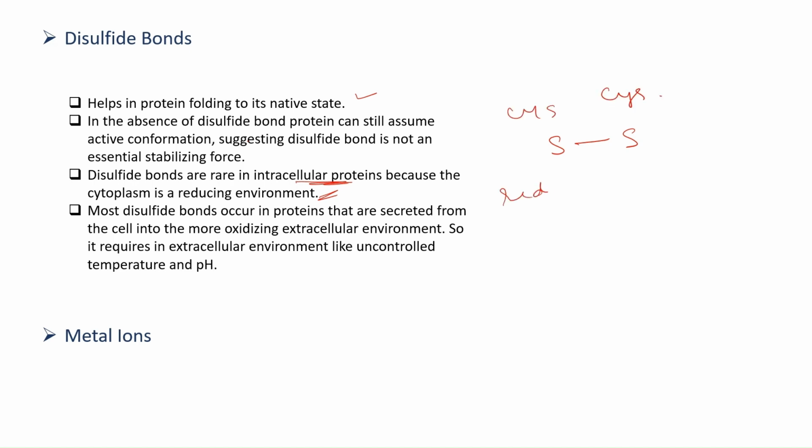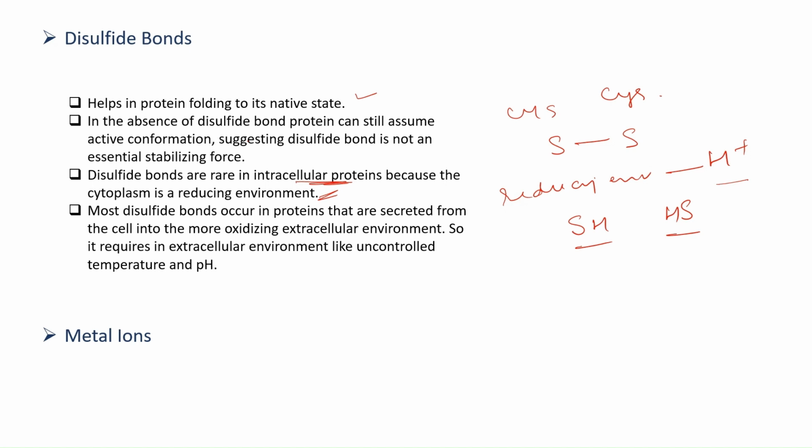What do we mean by reducing environment? More of H plus. When more H plus is present in the surrounding, this bond will break because they will get converted into sulfhydryl groups. During protein sequencing also, we studied that we can cleave the disulfide bond with the help of a reducing agent. Because in the cytoplasm, the environment is reducing, that is more of H plus. Therefore, in intracellular proteins, the disulfide bond presence is very rare.